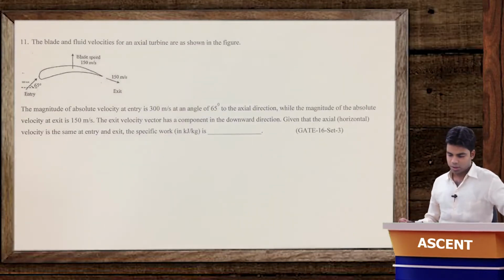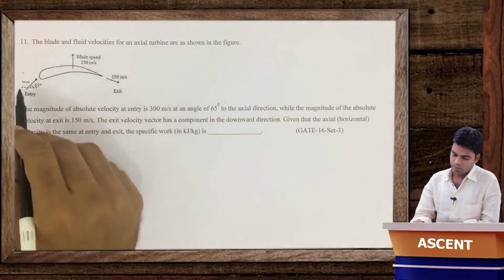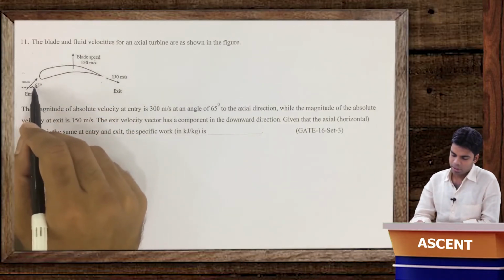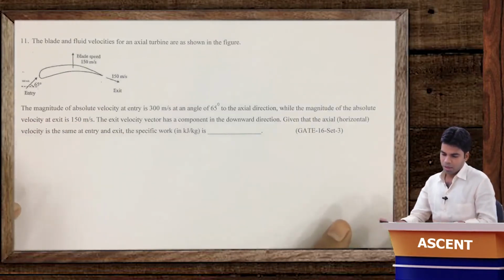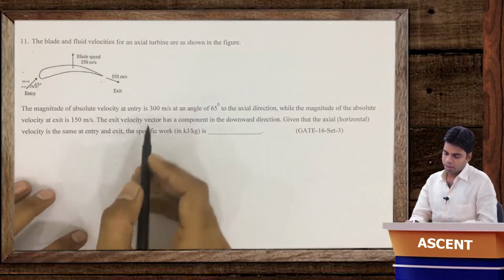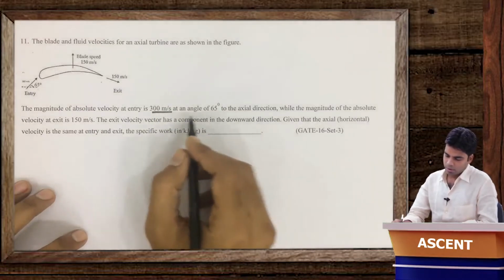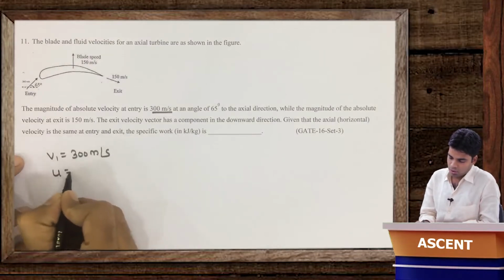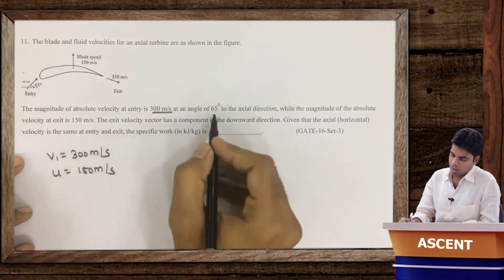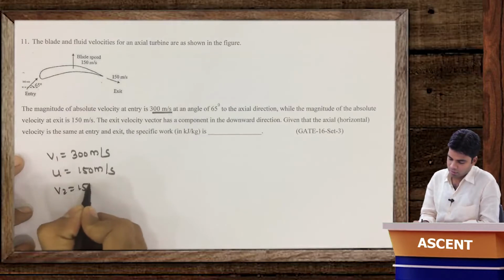The blade and fluid velocities for an axial turbine are shown in the figure. Okay. So the blade velocity is given as 150 meter per second, and these are the fluid velocities. At entry it is 300 meter per second at an angle 65 degree from horizontal, and at exit it is 150 meter per second. The magnitude of absolute velocity at entry is 300 meter per second. Absolute velocity, that means V1 is given as 300 meter per second. Okay. U is given as 150 meter per second. The angle is 65 degree to the axial direction, while the magnitude of absolute velocity at exit V2 is given as 150 meter per second.